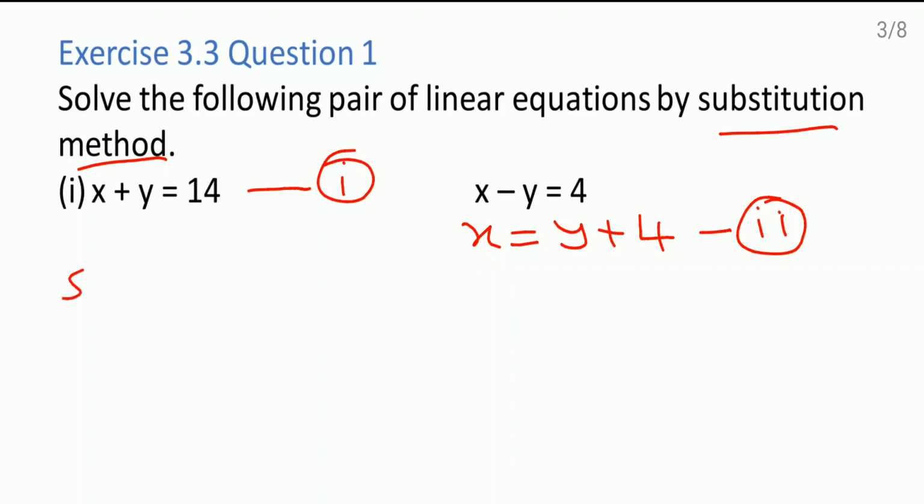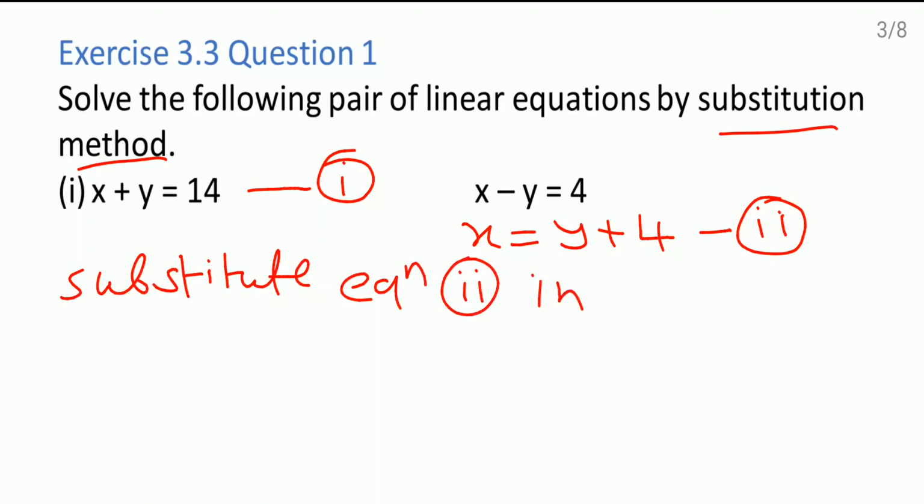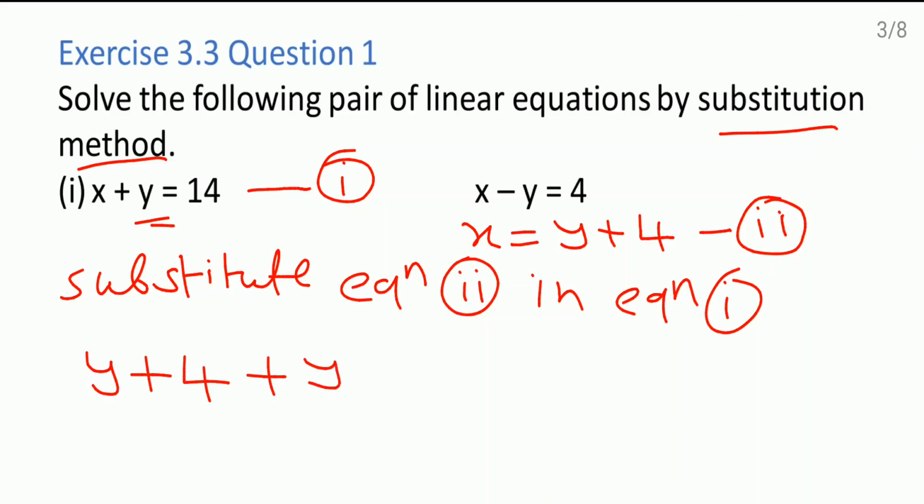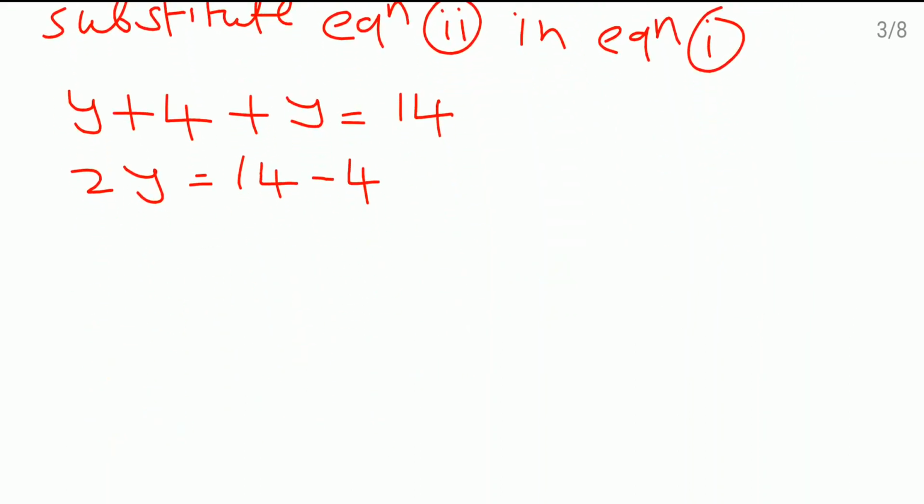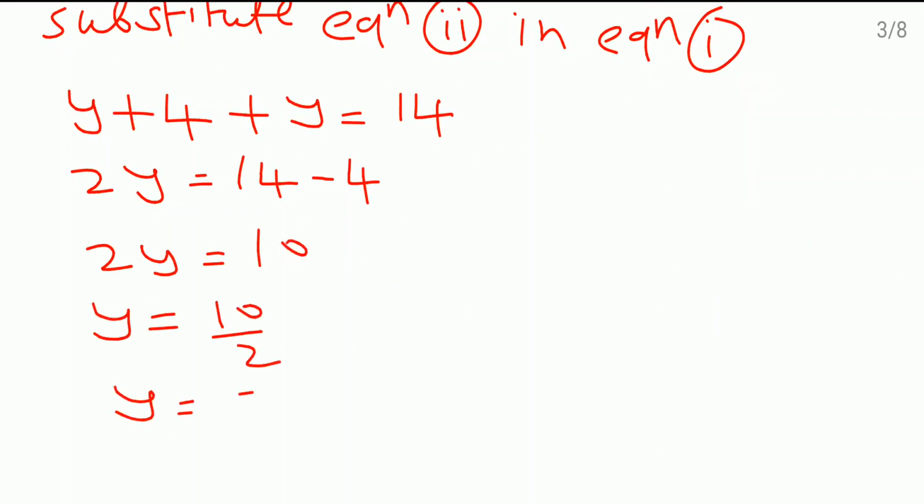So here I'll write: substitute equation 2 in equation 1. In place of x I will write y plus 4, plus this y, which is equal to 14. So 2y equals 14 minus 4, which comes to 2y equals 10, y equals 10 by 2, y equals 5. Now I got the value of y here.